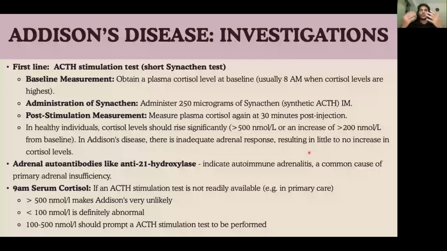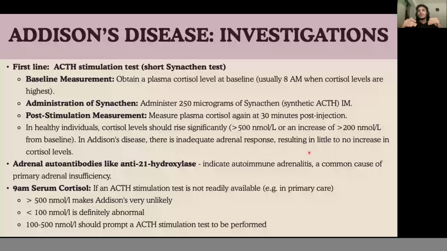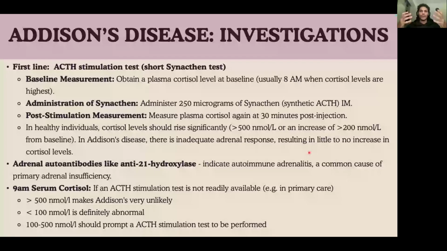So first, you get a baseline measurement of the cortisol level, usually at 8 a.m. Why? Because it's the highest, right? We said there's a diurnal variation of cortisol: in the morning, it tells you to wake up, and it's lowest at night when it wants you to sleep. It's a stress hormone. When you wake up, you want to really get going. When it's time to sleep, your body just relaxes. No stress, low cortisol. So you see what your baseline cortisol is.